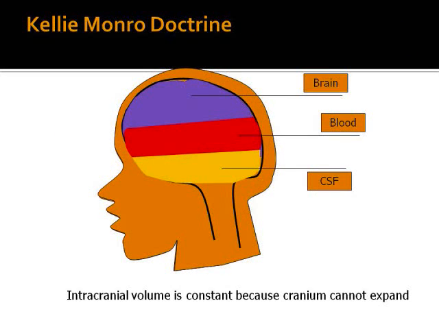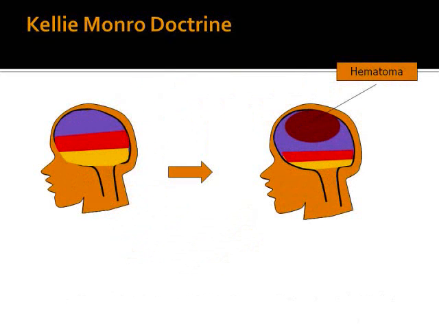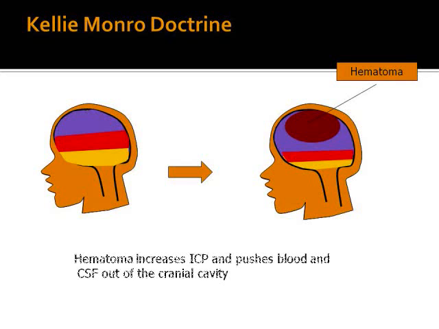The Monro-Kellie doctrine states that intracranial volume, composed of the brain, blood, and cerebrospinal fluid, is a constant, and if any of those parameters increase, it does so to the detriment of the other parameters, so that when you get a hematoma, it leads to decreased cerebral perfusion and also decreased cerebrospinal fluid.